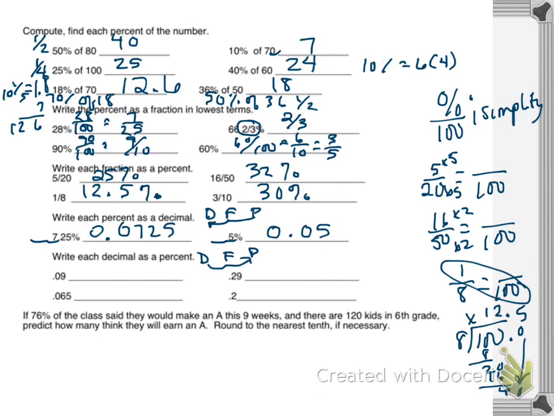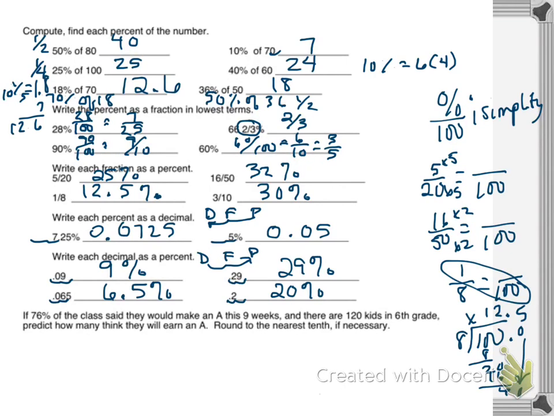Now we're going to the right. 1, 2, 9. Don't forget your percent sign. 1, 2, 6.5%. 1, 2, 29%. 1, 2, 20%.